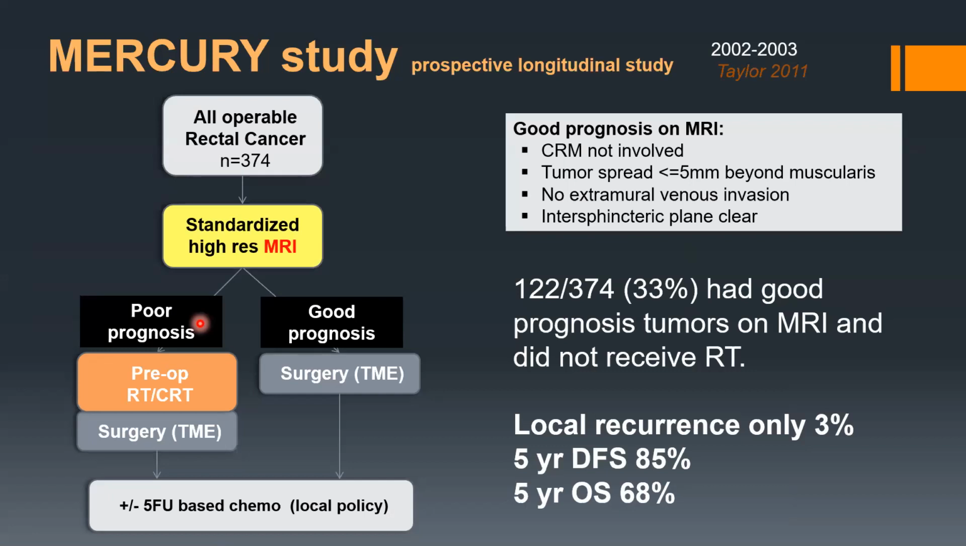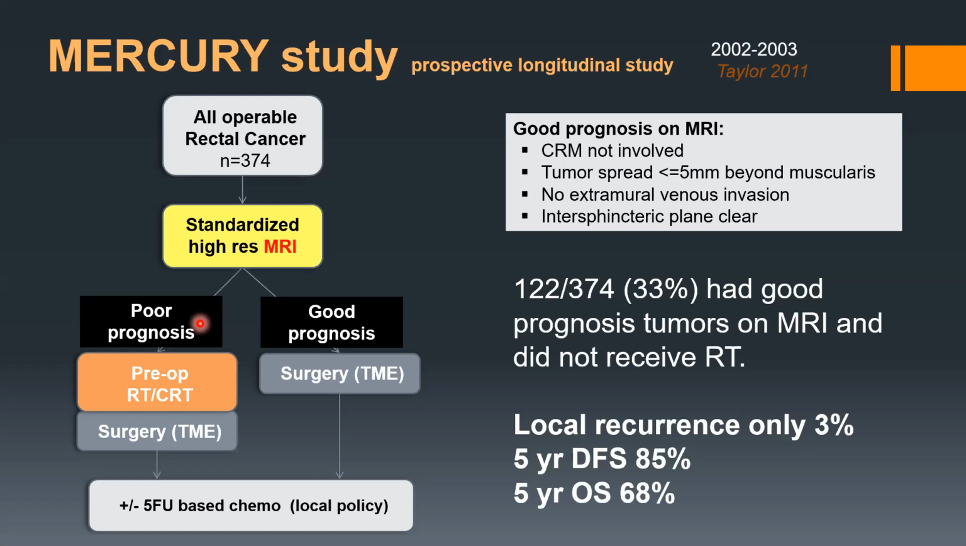And in these tumors, there was only a 3% local failure rate. Therefore, they showed that in a prospective study, if you have very good quality standardized MRI-based staging, you could reduce the need for preoperative radiotherapy in a subset of patients.